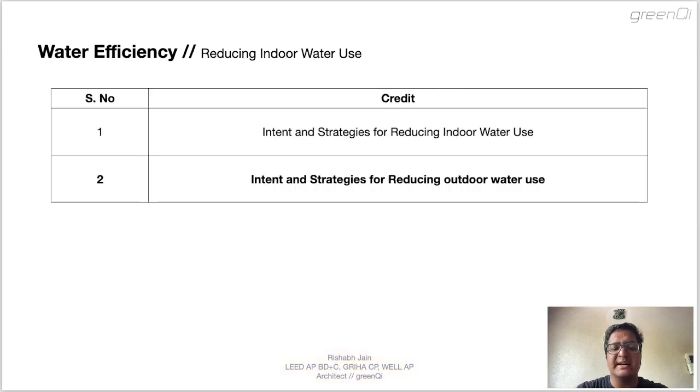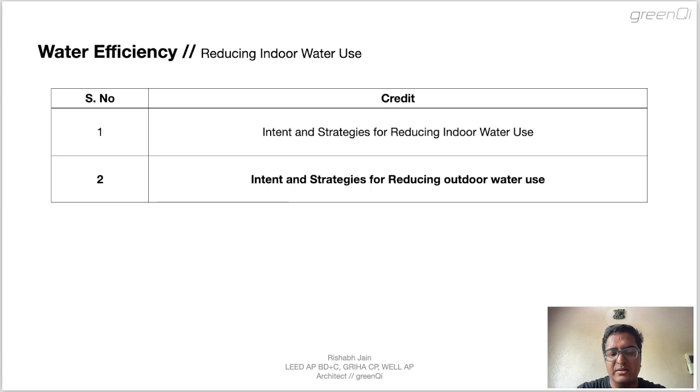Now moving on to the second topic, which is reducing outdoor water use. We first talked about reducing indoor requirement. Now we move to the outside. Primarily, outdoor water deals with irrigation and landscape use. Sprinklers and drip irrigation are the two most popular ways to irrigate with water efficiently.